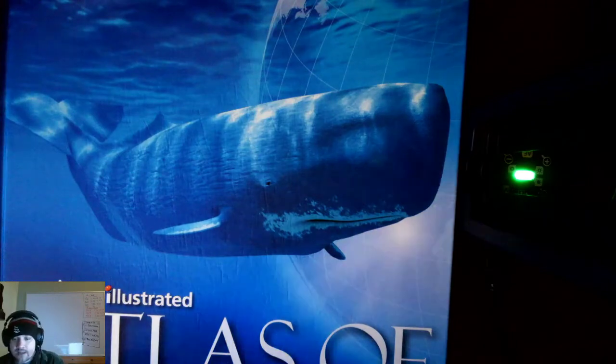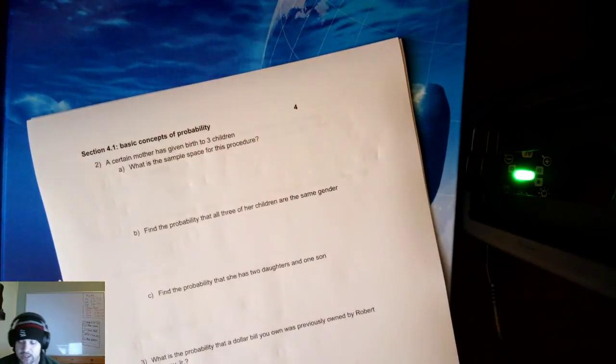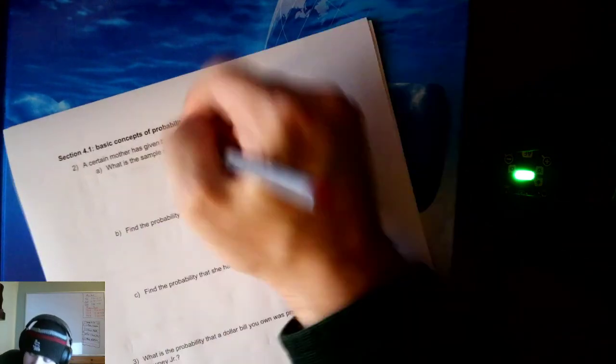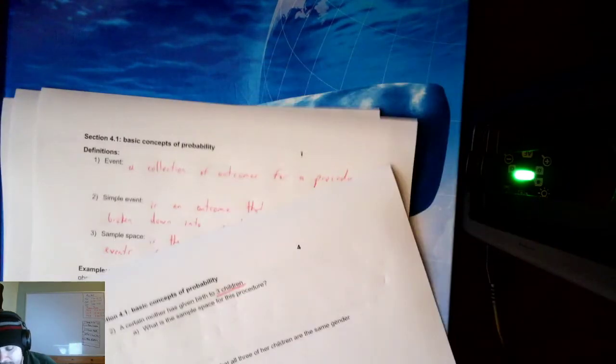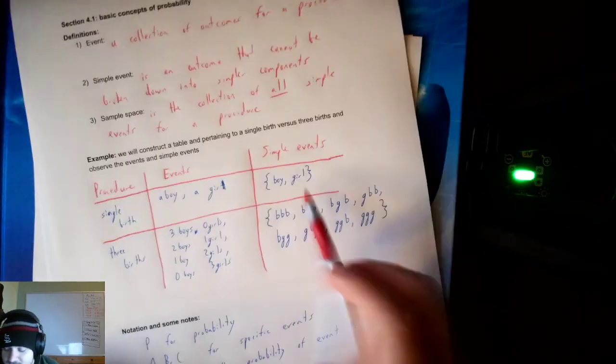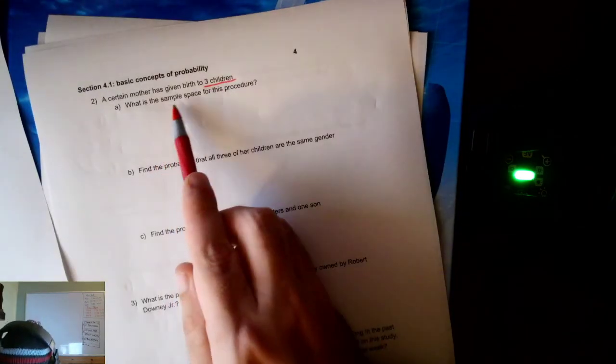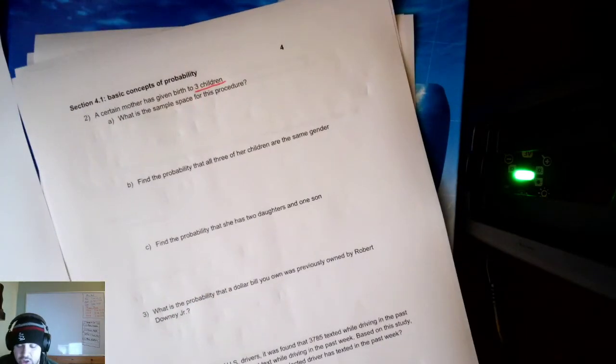We've got a mother who has given birth to 3 children. I'm going to grab that first page. I've already talked about giving birth to 3 children, right? This information might come in handy. So let's see. What is the sample space for this procedure? So I need the list of all possible simple events.